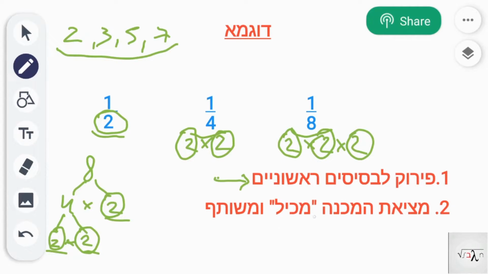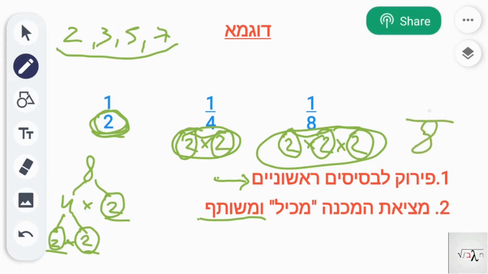Now we need to find the common containing denominator. What does containing mean? It means that it contains the other denominators. As you can see, half has only one 2. 1/4 has 2 2's. And 1/8 is 3 times the multiplication of 2. That's why 1/8 contains the other denominators. Therefore, the common denominator will be 8.